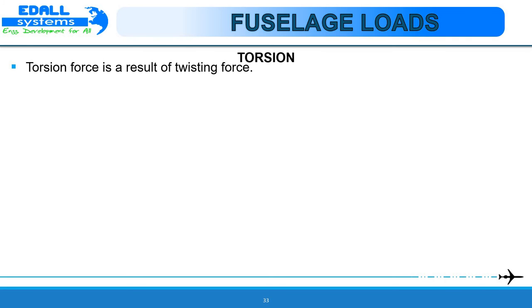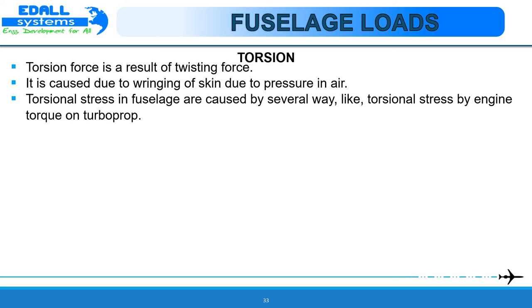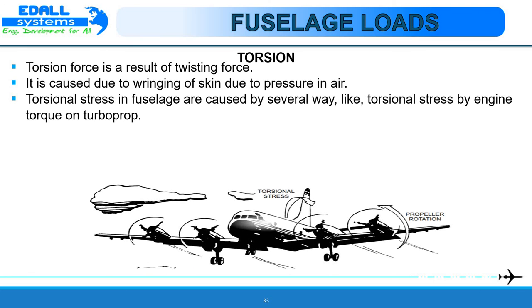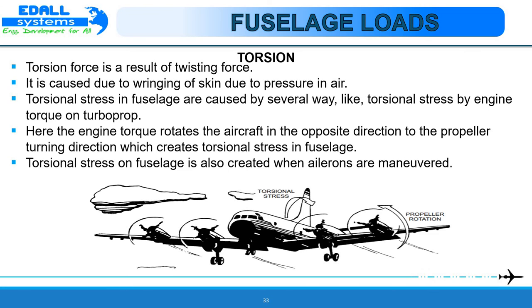Torsion force is a result of twisting force. It is caused by wringing of the skin due to pressure in the air. Torsional stress in the fuselage is caused in several ways, like torsional stress by engine torque on a turboprop. Here, the engine torque rotates the aircraft in the direction opposite to the propeller, which creates torsional stress in the fuselage. Torsional stress on the fuselage is also created when ailerons are maneuvered.